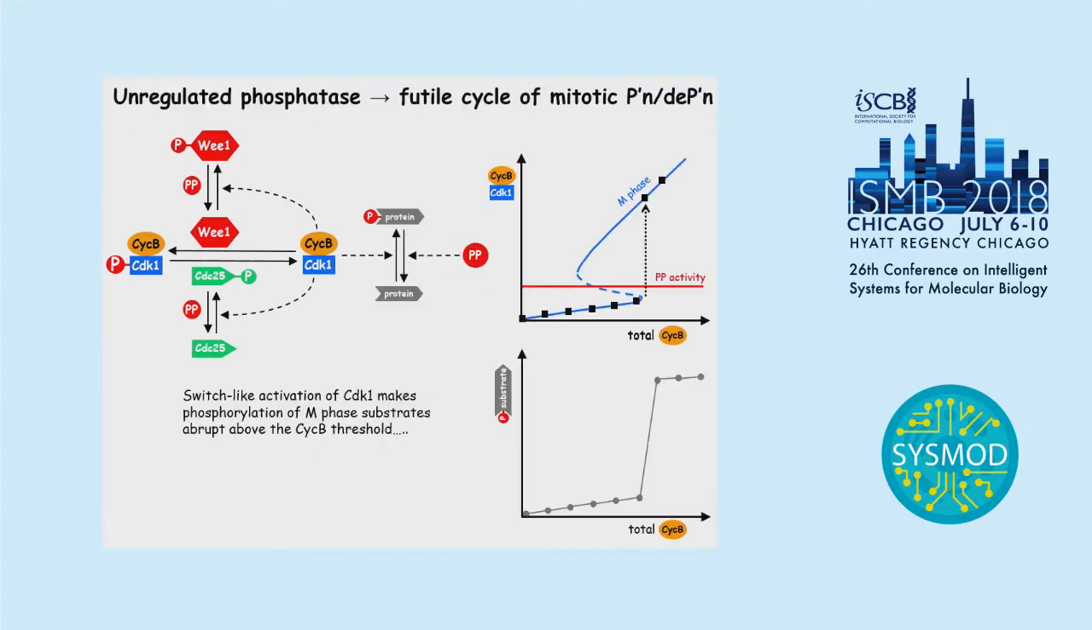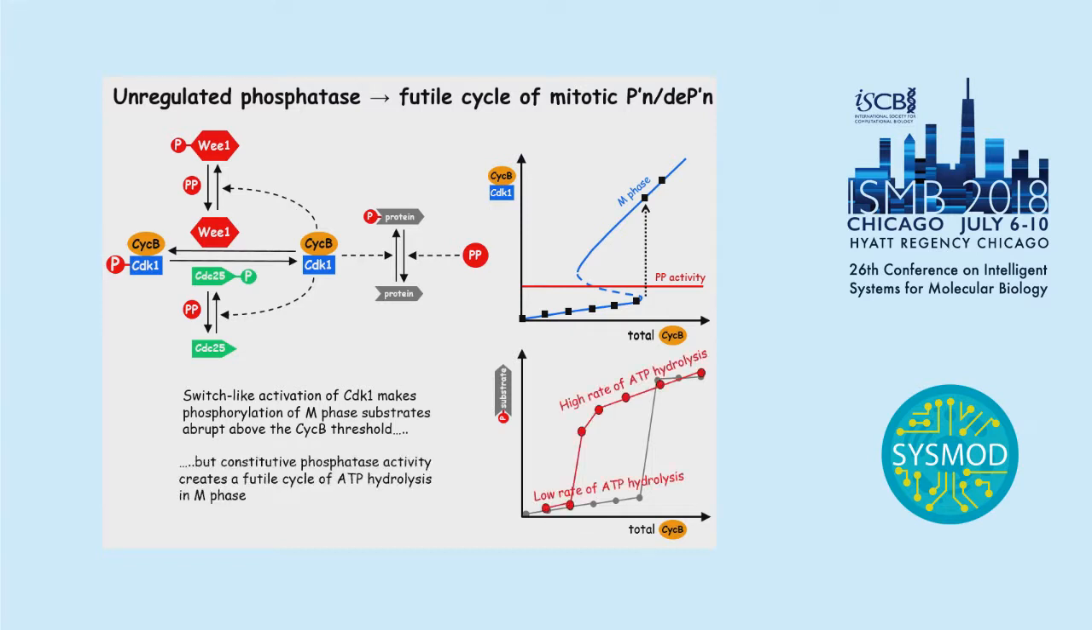Now, in that model, we assumed that the phosphatase that works against the kinase was constitutive. It wasn't regulated. And there's a problem with that. The bistable switch works because you turn the kinase on and off with a fixed level of phosphatase. So you have to choose the phosphatase level correctly to get the switch to work. But the problem is you get futile cycling as you go around the switch.